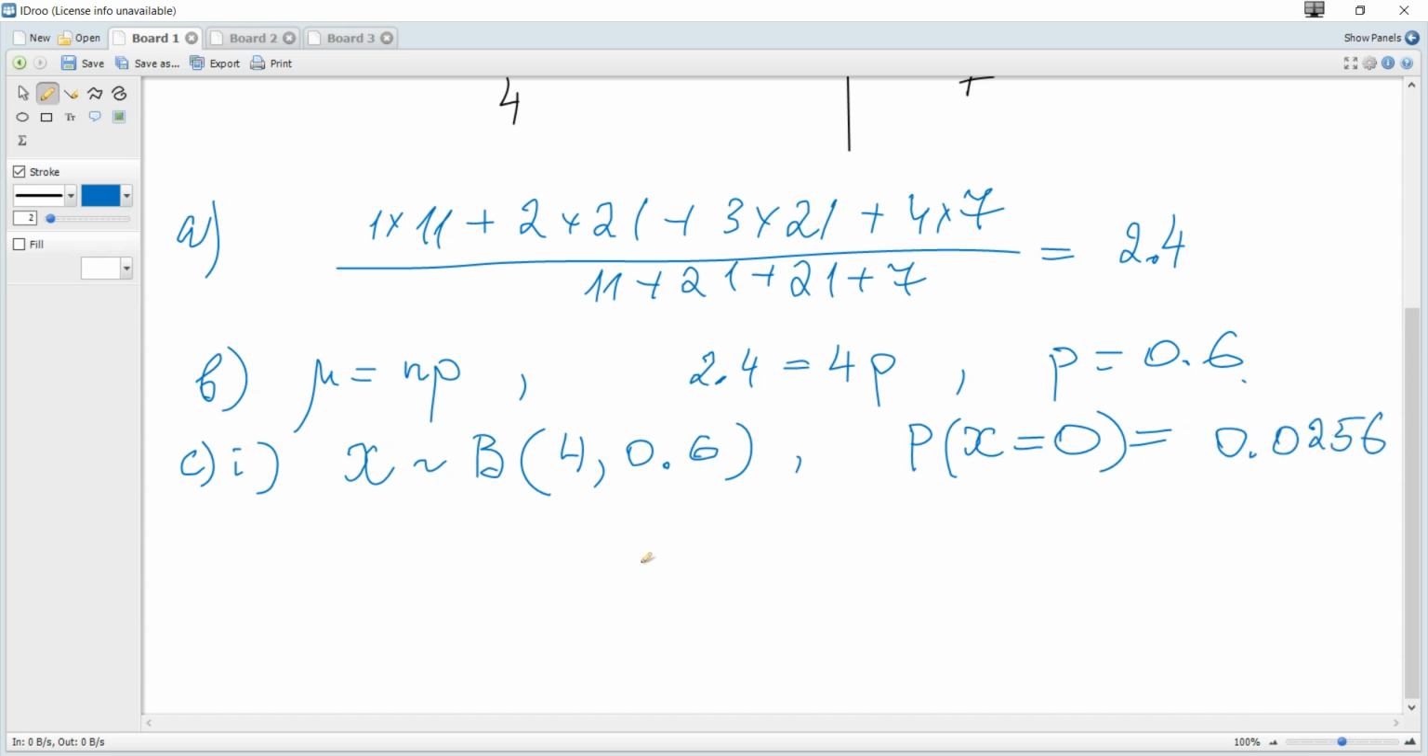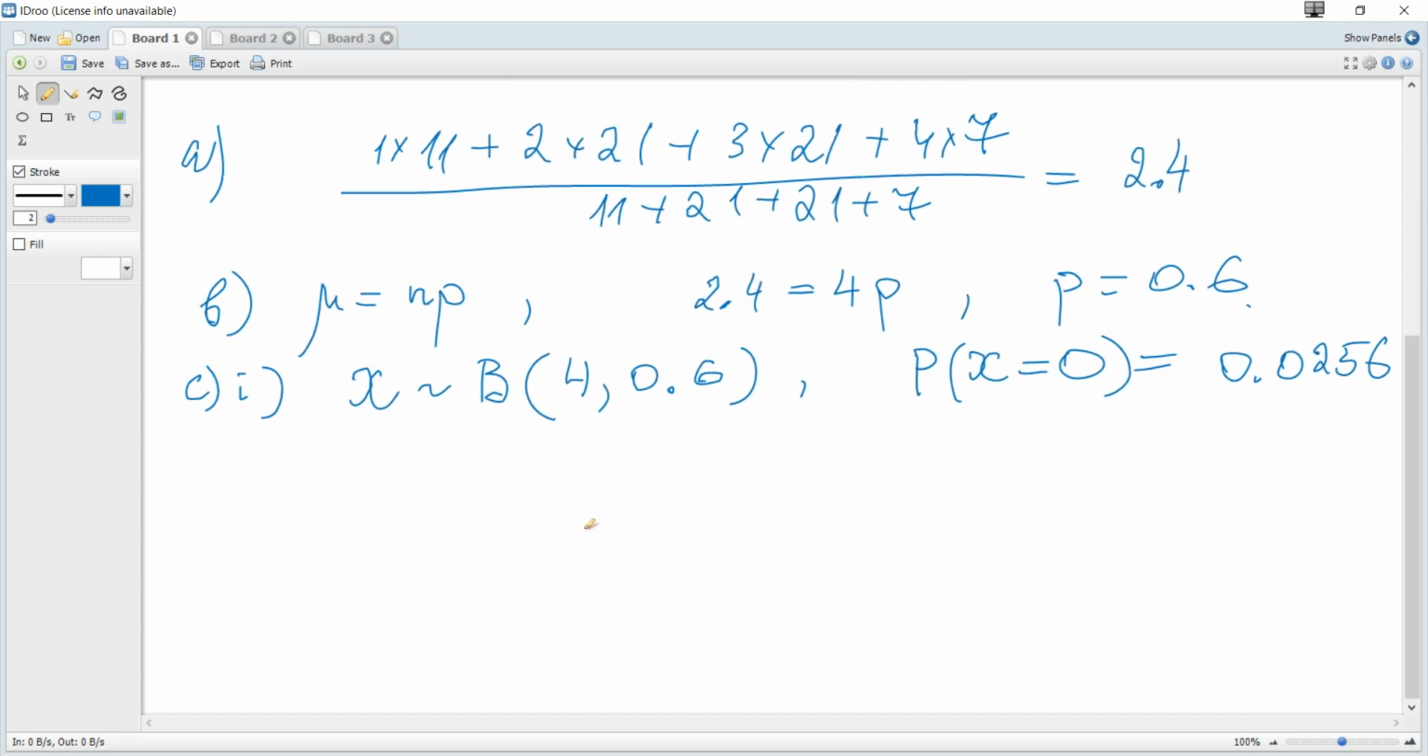Also, it can be calculated as follows. Since it wins 0 times, it means that it loses all 4 matches. And since there are no permutations, meaning no rearrangements, or all outcomes are equal, it becomes the probability to lose, 0.4. So it's 0.4 multiplied by 0.4 by 0.4 by 0.4. So it's 0.4 to the power of 4.